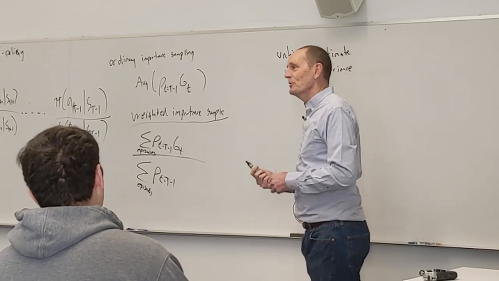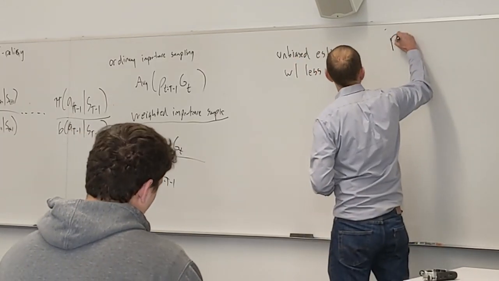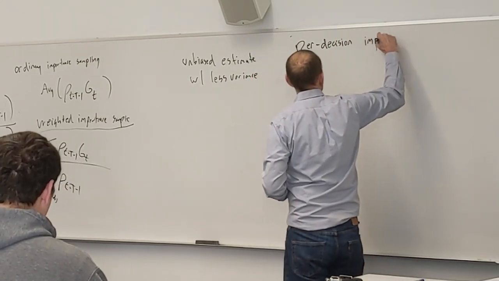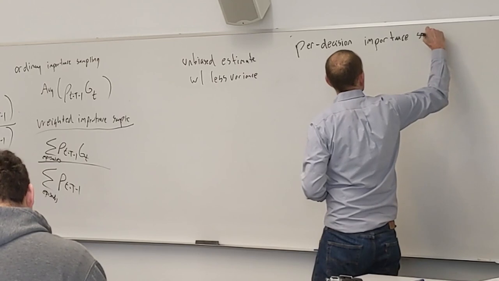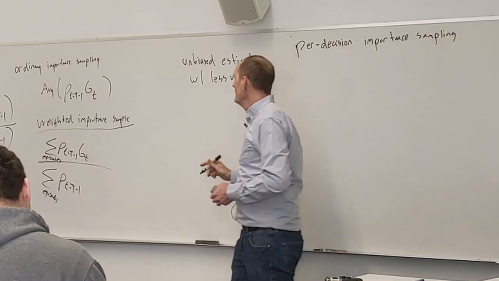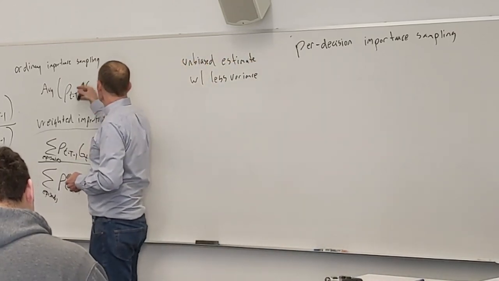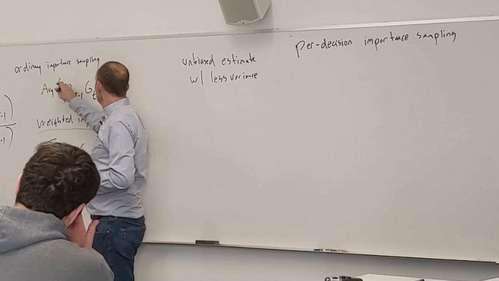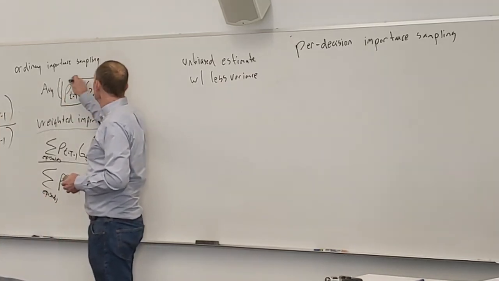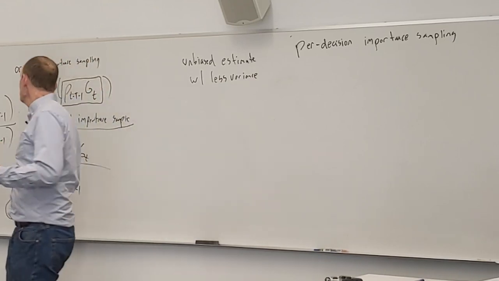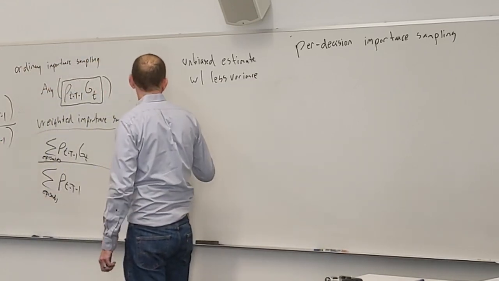The other approach we're going to look at here is per-decision importance sampling. That really just says if you have a slightly more complicated calculation of this value, it will have less variance, all right? The reason for this is relatively straightforward.